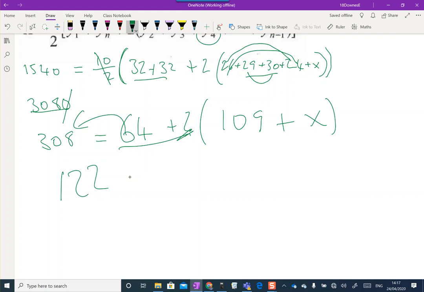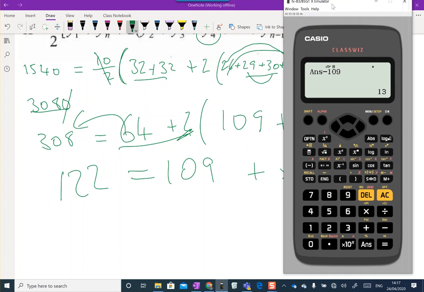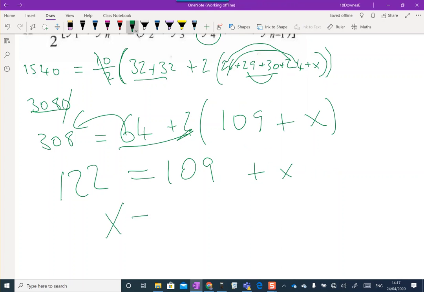Is that logically sensible? Because we know x would want to be positive. Yes, it is. So we subtract 109 from the 122, and it's 13. Okay, x equals 13. Then we check for units. That should be part of your algorithm.